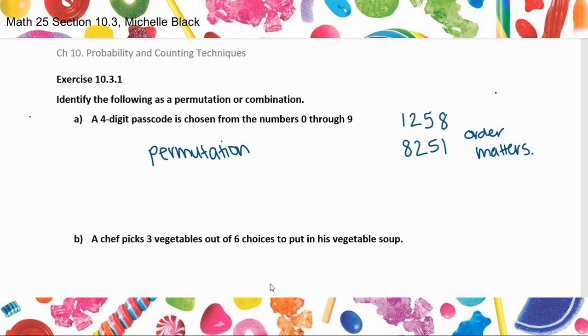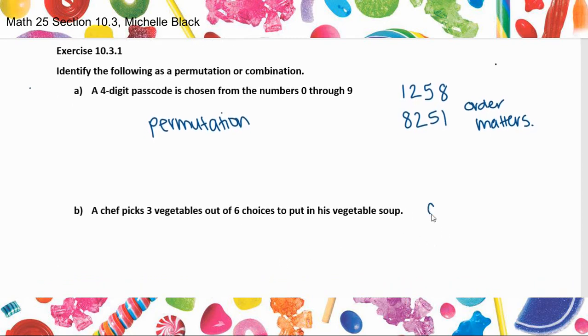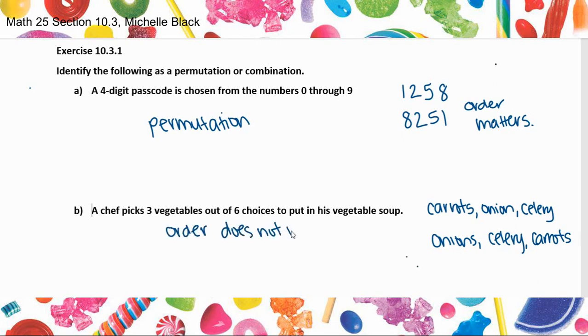Part B says a chef picks 3 vegetables out of 6 choices to put in his vegetable soup. Okay, if you have a soup and it has carrots, onion, and celery, is that different from a soup that has onions, celery, and carrots? I don't think so. I think if you have the same 3 vegetables in your soup, they're still the same 3 vegetables regardless of what order you throw them into the pot. So in this case, the order does not matter. Making this a combination.